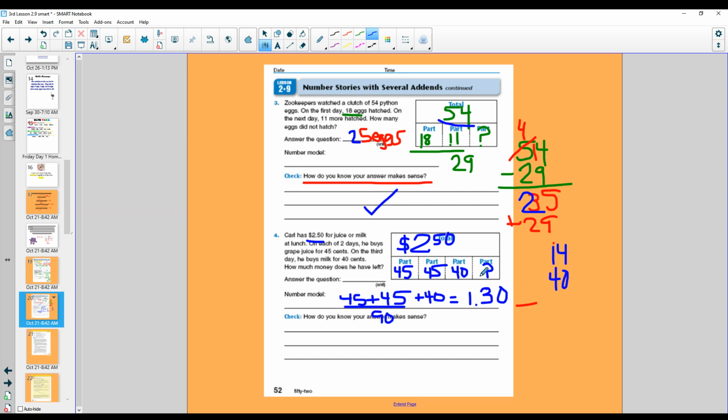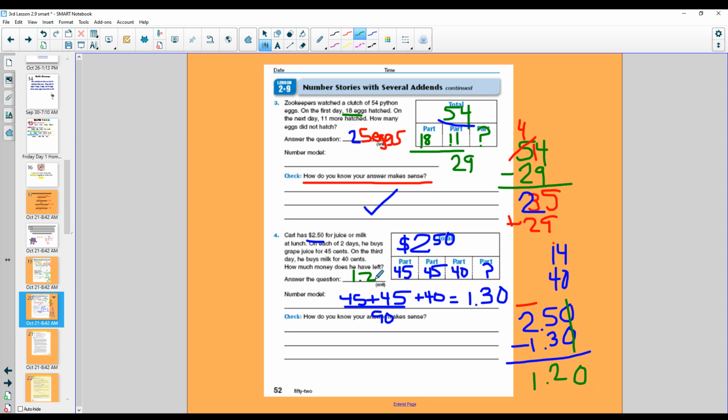Now, I need to know he spent $1.30. He has $2.50. I still don't have my answer because I don't know how much money he has left. So we need to take 250, and we need to take away the 130 that he has, and that will give us the difference. Okay? 0 minus 0, 0. When the numbers are the same, 0 is the game. 5 minus 3, 5, 4, 3, 2. 2 minus 1, he has $1.20 left.